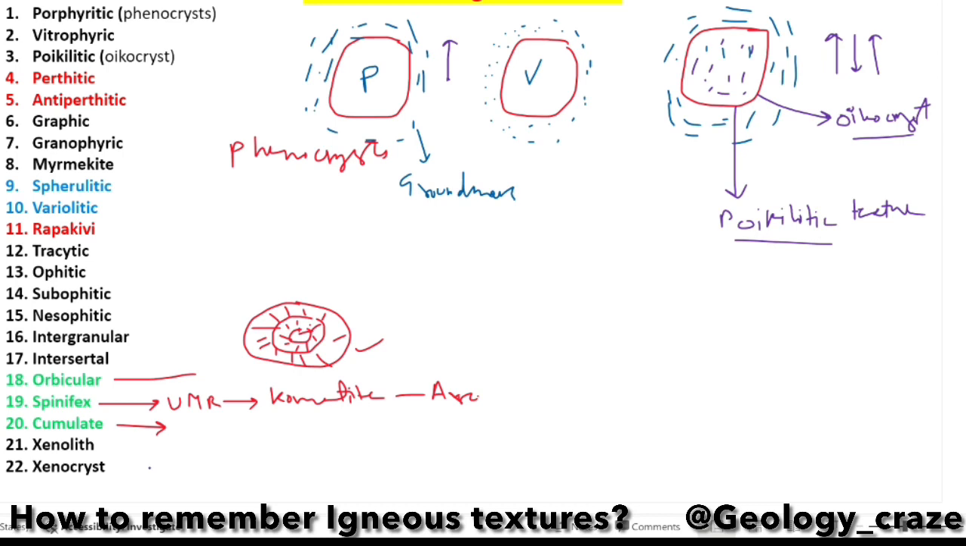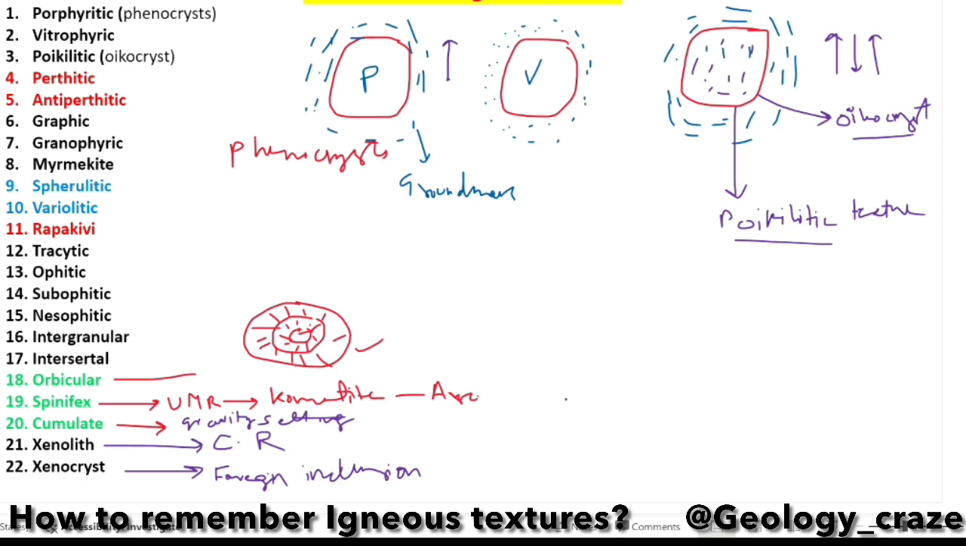Now there are two more terms, xenolith and xenocryst. This xenolith is a country rock and this xenocryst is a foreign inclusion. This is gravity settling.